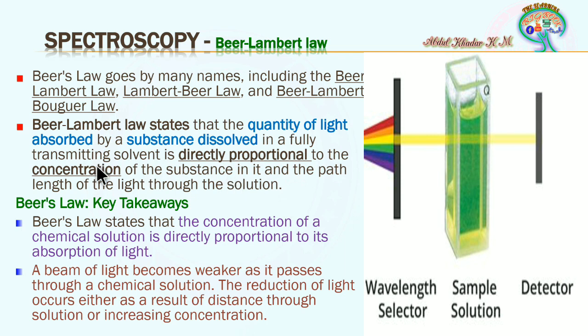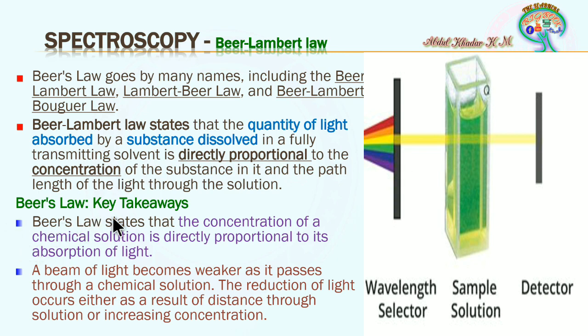Now the law explains the quantity of light absorbed when it passes through the transmitting solvent, and whatever light has passed is detected by the further detectors. That is calculated according to the path length and the concentration of the substance dissolved. Further, the amount of solute, or substance, dissolved in this transmitting solvent is calculated.